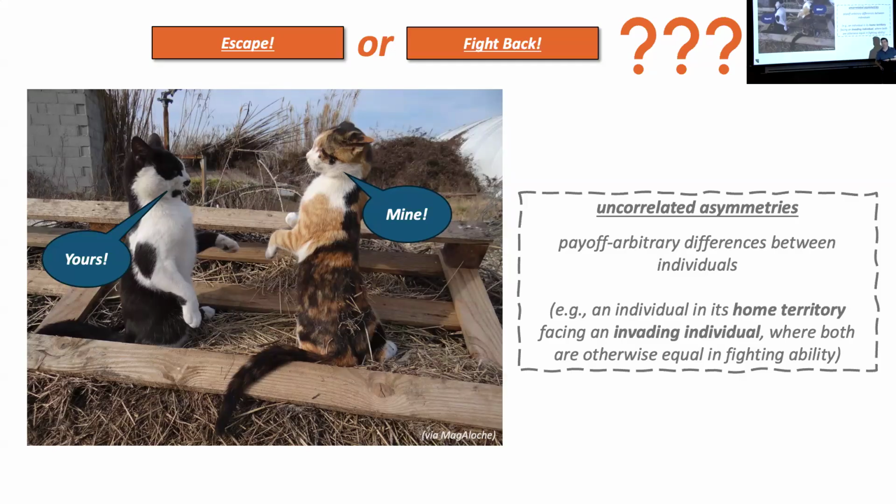All right, so correlated and uncorrelated asymmetries. Are there any other questions about that? A general idea?